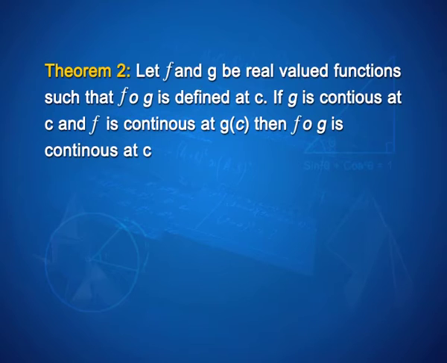We also have an understanding and a result about the composition of two continuous functions. So, if f and g are two real valued functions such that the composition f of g is defined at c, g is continuous at c, f is continuous at g of c, then we say that f of g is continuous at c.